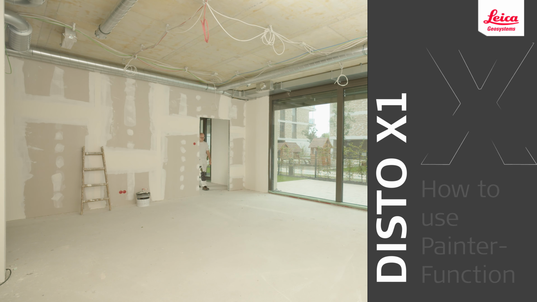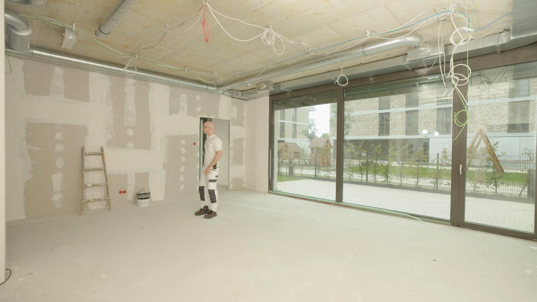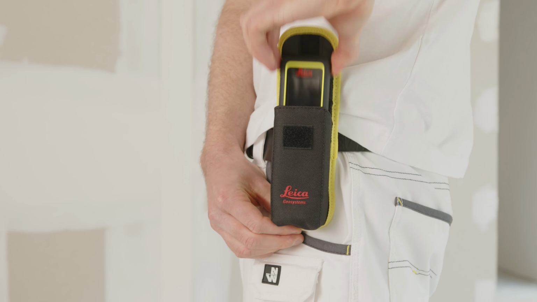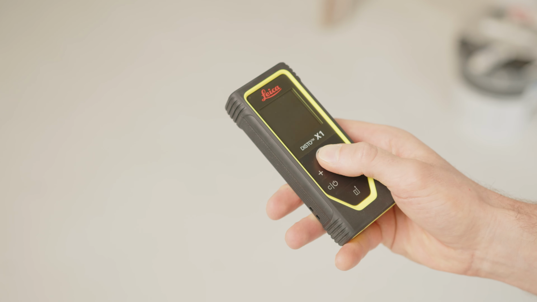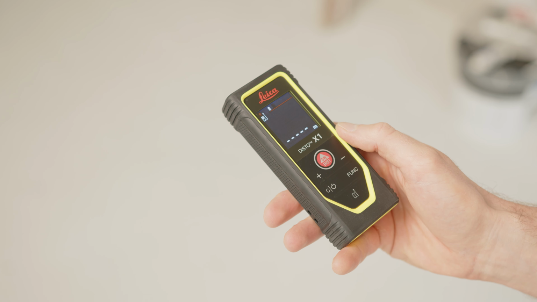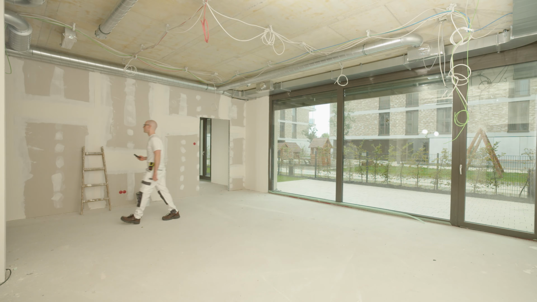In this video, we will explain how to use the DISTO X1 to quickly calculate the total wall area of a room, perfect for painting projects. Turn on the DISTO by pressing the On Dist button, then press the Func button to select the area function. A blinking icon will indicate it's ready for the first measurement.